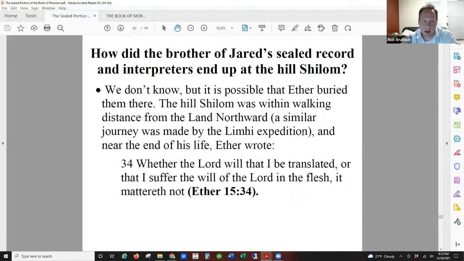Yep. So how did the brother of Jared's sealed record and interpreters end up at the hill Shiloh? We don't know, but it is possible that Ether buried them there. The hill Shiloh was within walking distance from the land northward. A similar journey was made by the Limhi expedition. And near the end of his life, Ether wrote, "Whether the Lord will that I be translated, or that I suffer the will of the Lord in the flesh, it mattereth not." So in other words, he doesn't know if he has unfinished business or not, is the way it sounds.